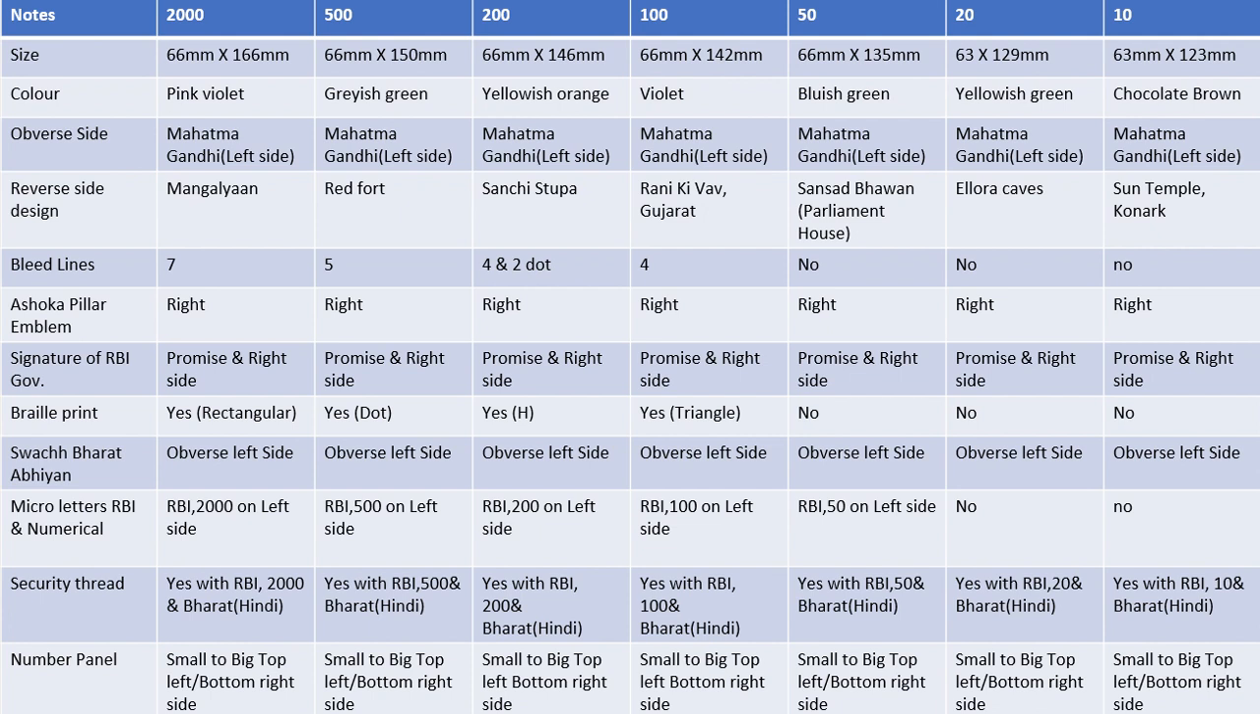On the obverse side of the currency notes, there is the Mahatma Gandhi portrait on the left side. On the reverse side, in 2000 there is Mangalyaan, 500 Red Fort, 200 Sanchi Stupa, 100 Rani Ki Vav, Gujarat, 50 Sansad Bhavan, 20 Ellora Caves, and 10 Sun Temple, Konark.